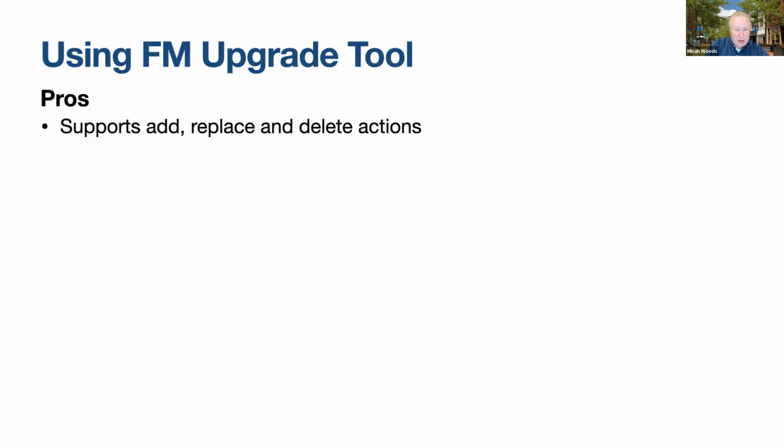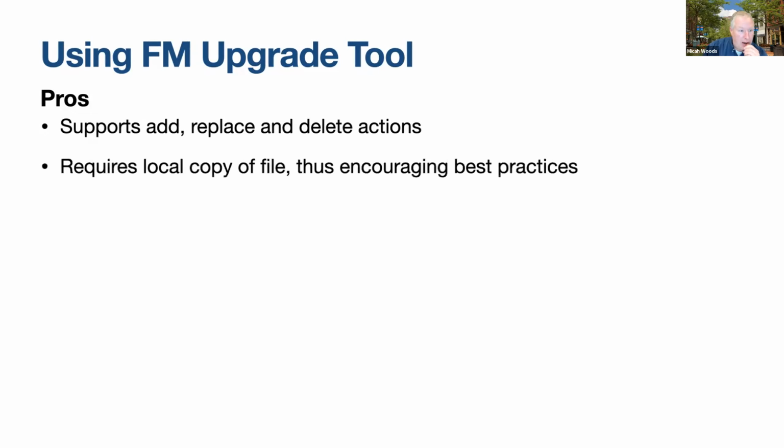If you're working in development on a script, you might have a WIP script, your work in process. When you get done and it's all tested, it's the way you want it, you select the whole thing, copy it to your clipboard, go over to the target script, the one that's going to be replaced, select all, delete everything, and then paste your script into place and check for errors, make sure it all worked right. This does exactly that. So anyway, with the FM upgrade tool, you're going to have a local copy. I think that's a pro because it encourages the best practice.